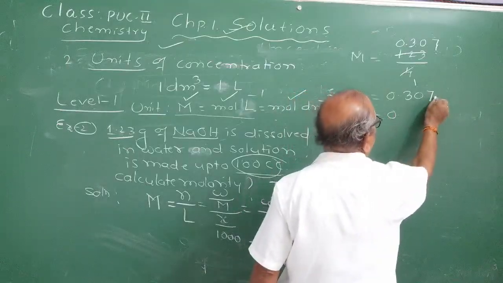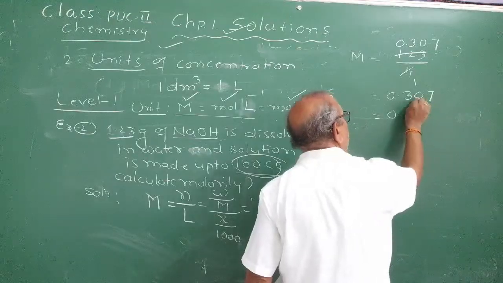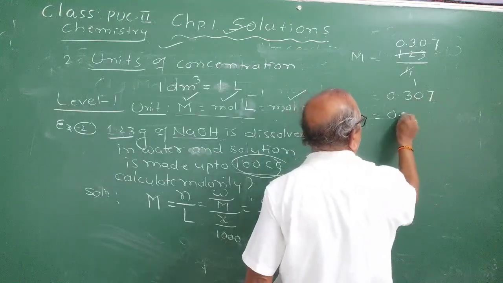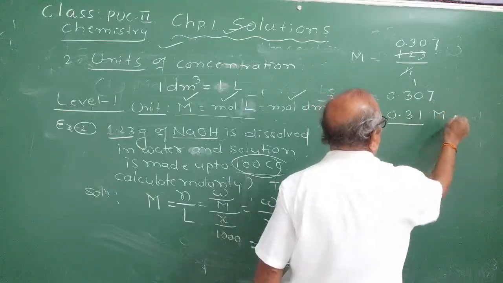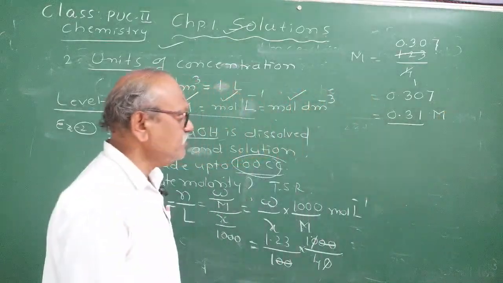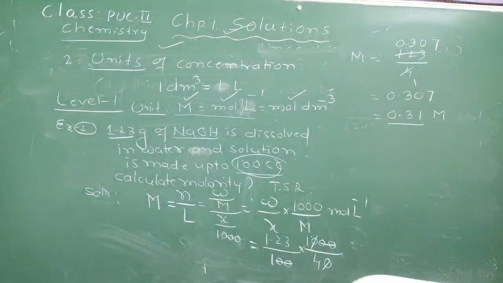Approximate it. If the last uncertain digit is 7, then you add 1 to the previous one. That is, you can write it as 0.31 molar. 0.31 molar. Are you getting the idea? Check your answer.